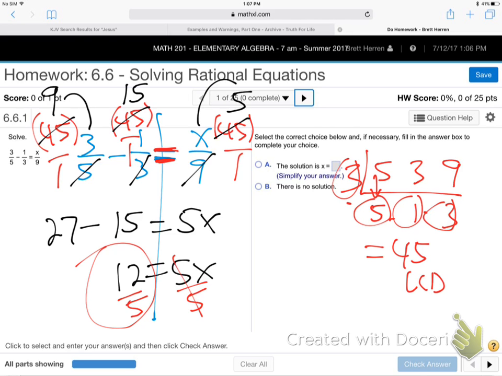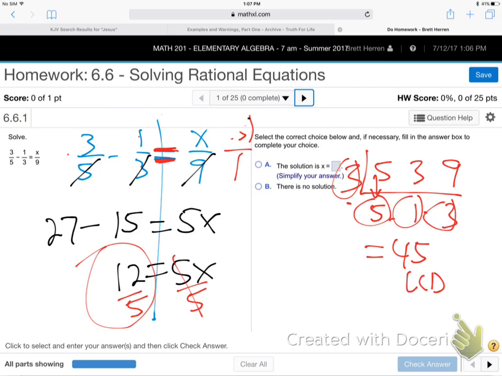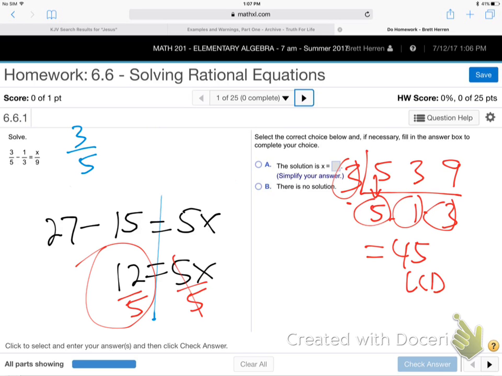So that makes sense. What people get into trouble with is when they try to make common denominators instead of killing denominators. Let me go back and show you one more time. What was the problem? It was 3/5 minus 1/3 is x.